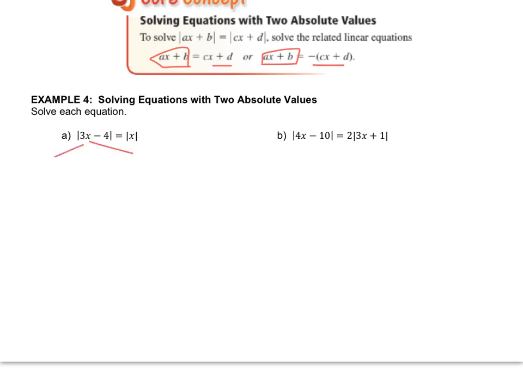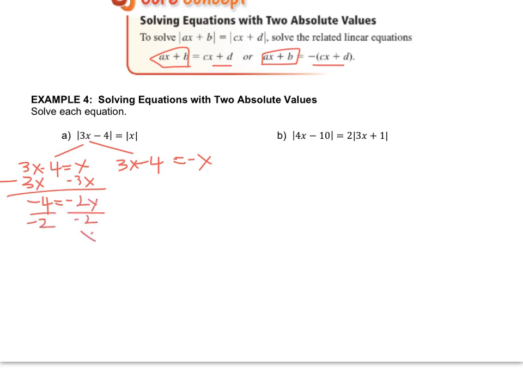So one option is that 3x minus 4 equals x. The other option is that 3x minus 4 equals negative x. So that's not so different than what we just did, only it's a variable. So I have to move variables to one side, numbers to the other. So I'll move the x over. Actually, that's wrong. I should move the 3x over, because the right side only has variables. So I'm going to subtract 3x. So I get negative 4 equals negative 2x, and divide by negative 2. So x is equal to 2.